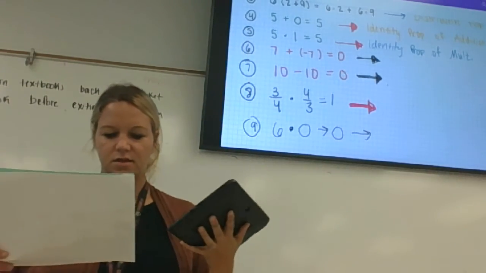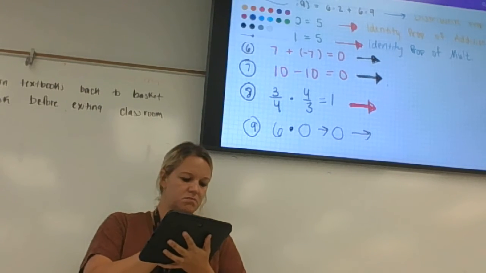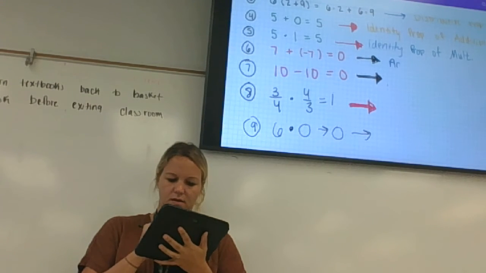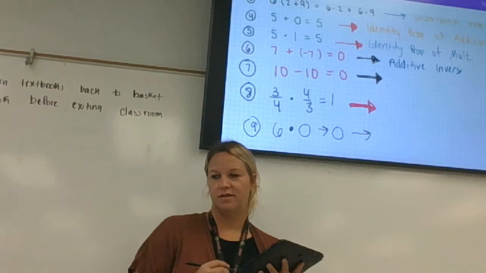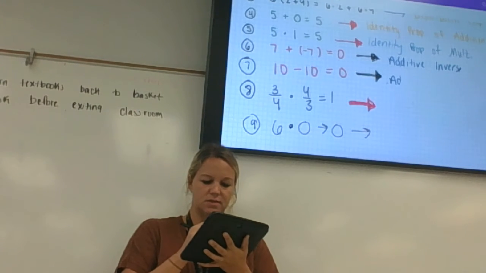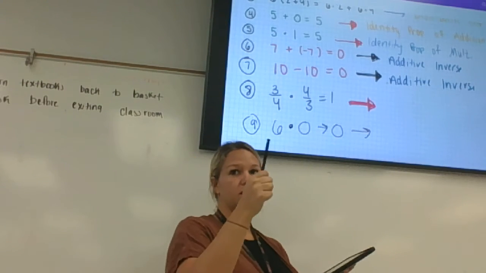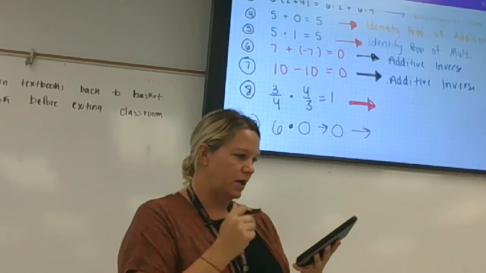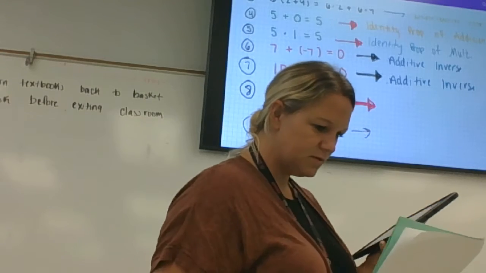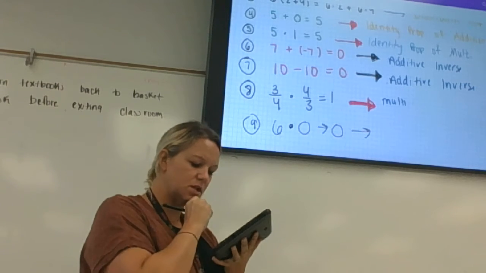Number 6, Will. Additive inverse. When you add the opposite, you get 0. Number 7, Aiden. Additive inverse again. So I really wanted to emphasize that that property can look 2 ways. Plus a negative, same as subtracting. So that one was the same. Number 8. Yes, that's it. Yes, that's the biggest tongue twister.